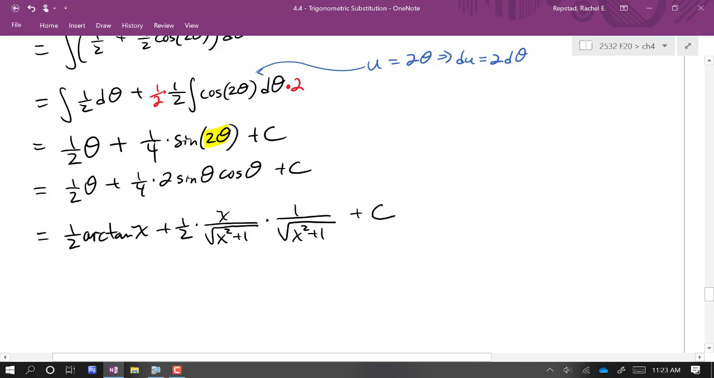Plus a constant. And now we'll simplify. You get 1/2 arctan x plus, and then this fraction will be x over 2 times x squared plus 1, plus a constant.